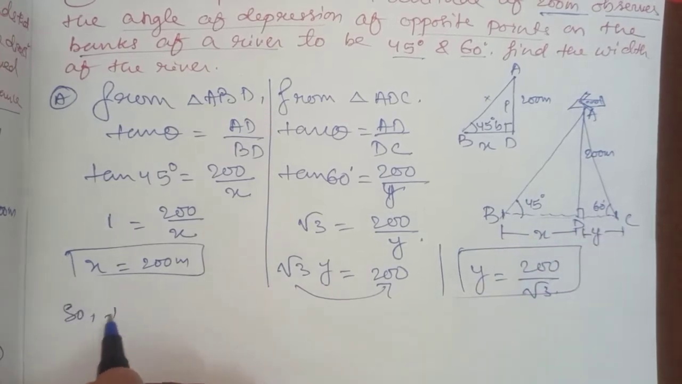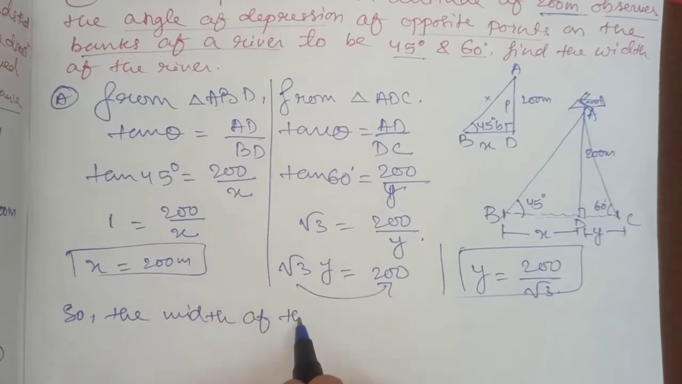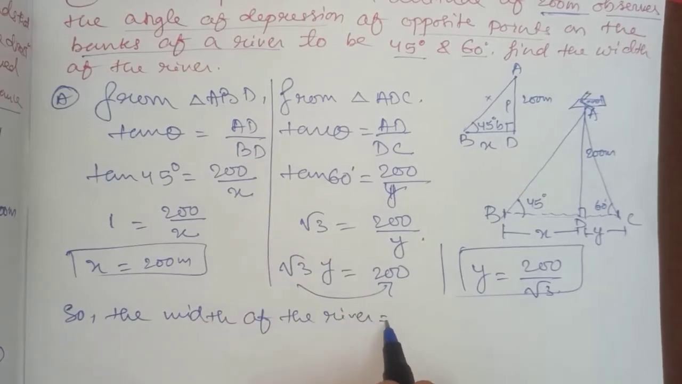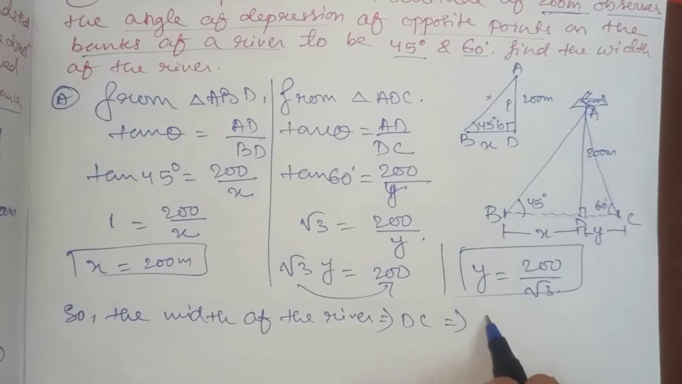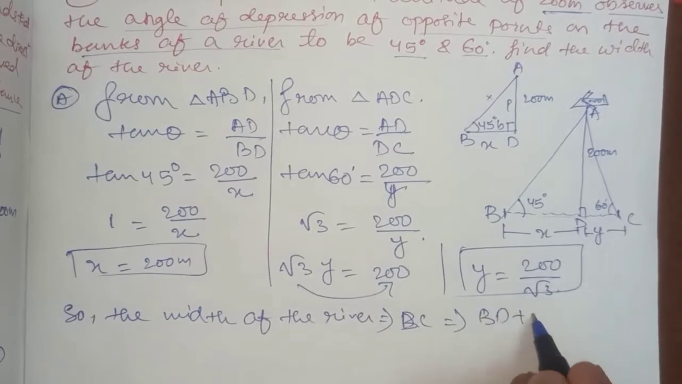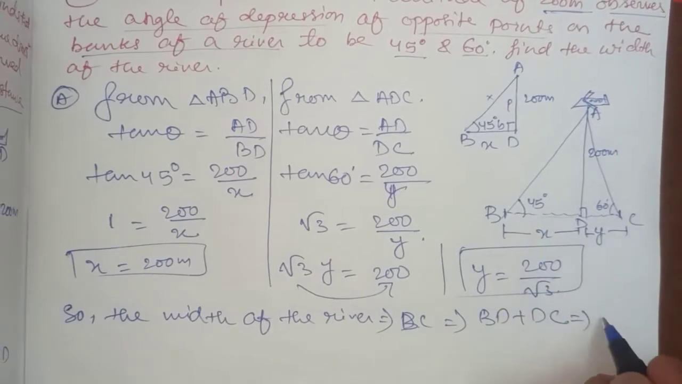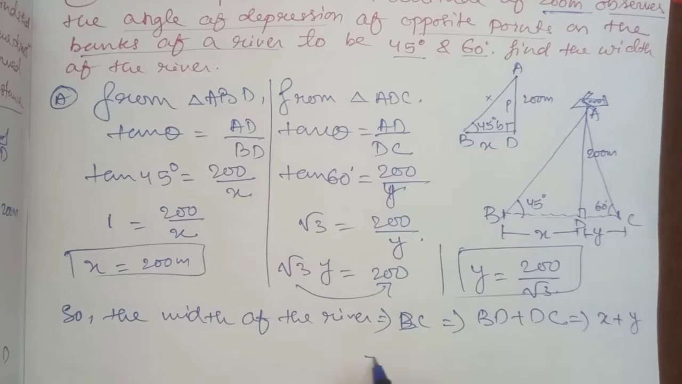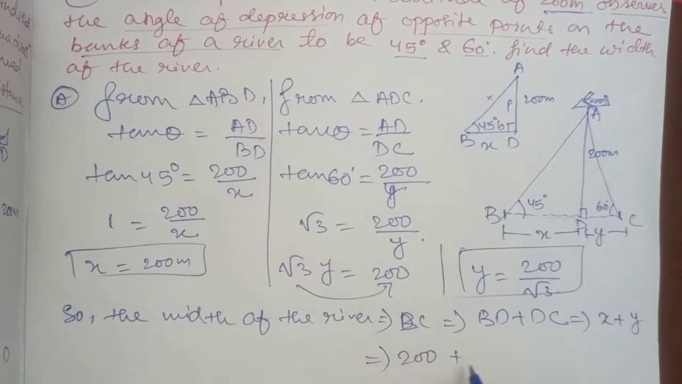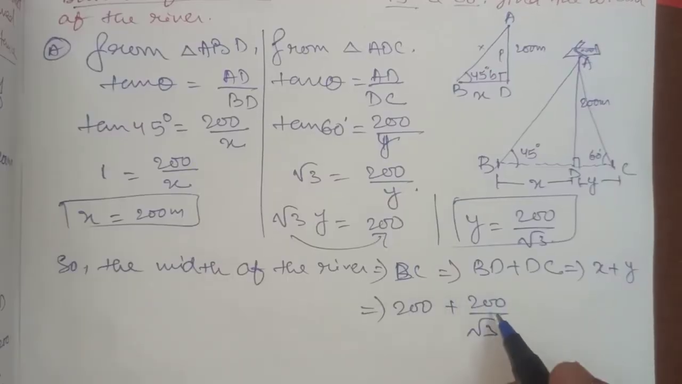So the width of the river is BC, that is BD plus DC. BC is BD plus DC. BD is how much? BD is x, DC is y. X how much we got? 200 plus 200 by root 3. Okay, so the width of the river is 200 plus 200 by root 3.